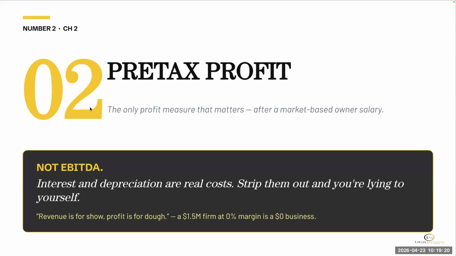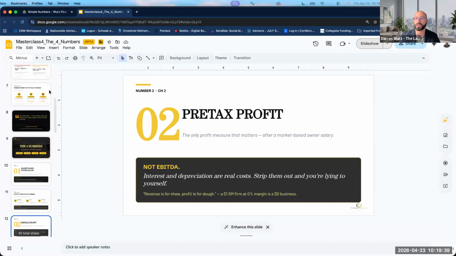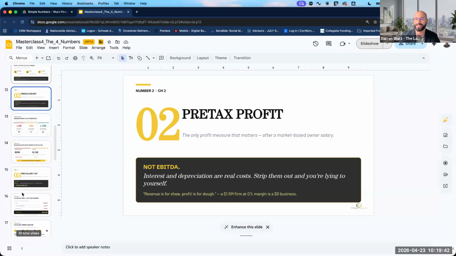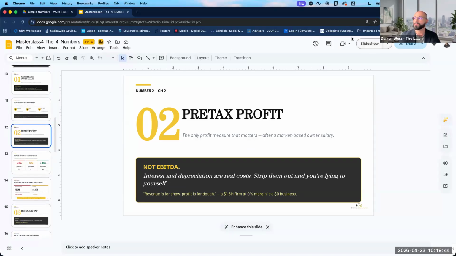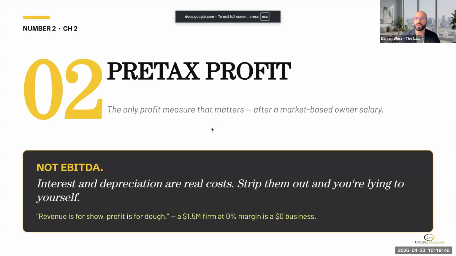Okay. And so that was part one, the market-based salary. Number two is your pre-tax profit. Pre-tax profit is probably the best way to really measure. Let me just check my slides real quick. Okay. Yep. There we go. Pre-tax profit. What is pre-tax profit? Well, it is your net income before you've paid taxes.